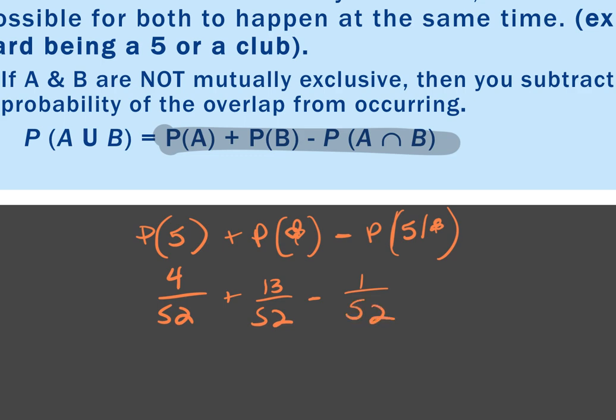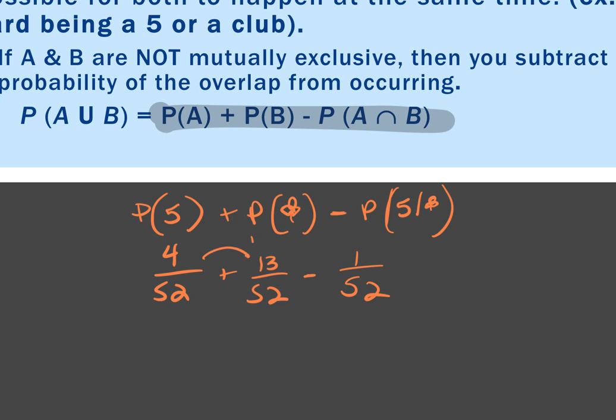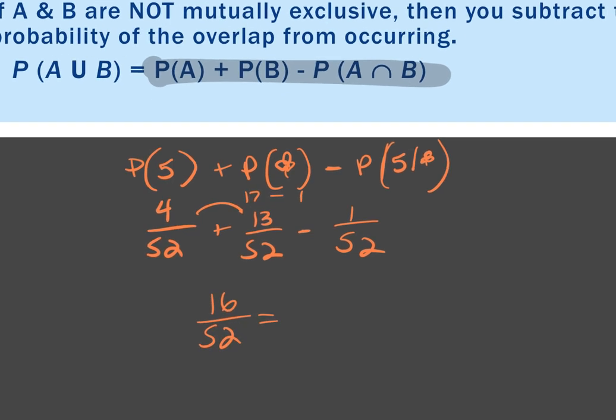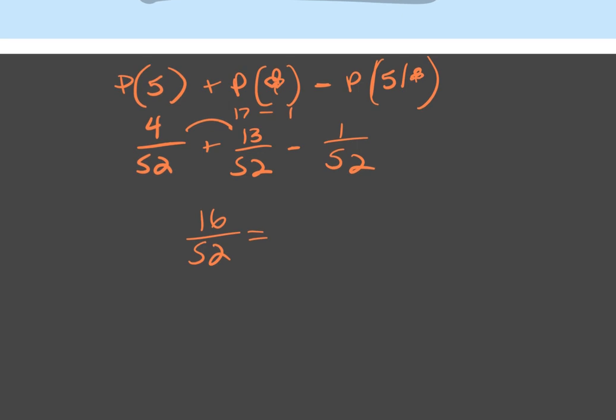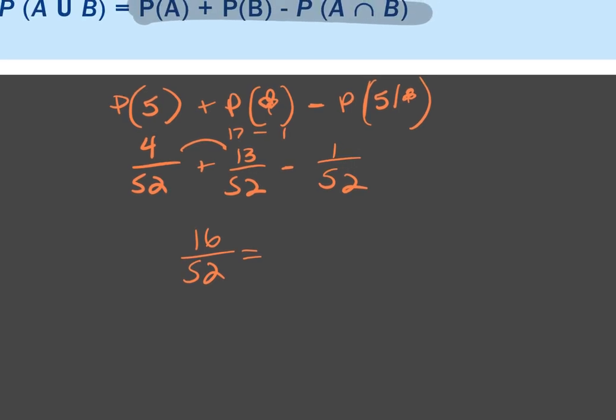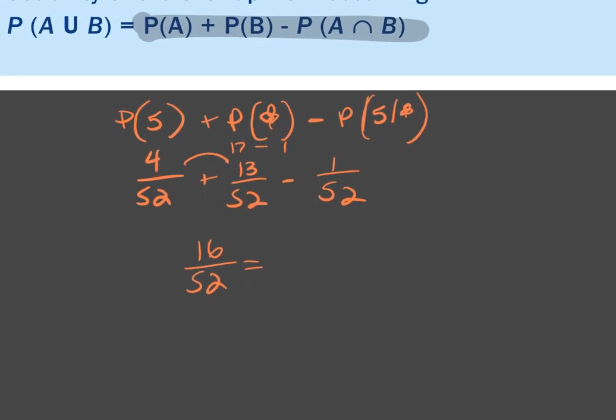And that's why we keep the denominators the same, because now I have to say this is 17 minus 1, so 16 over 52. Wait, how did you find the 1? There's only one 5 of clubs. So you're finding the probability of the overlap. So this becomes, we can reduce by 2, 8 over 26 or 4 over 13.